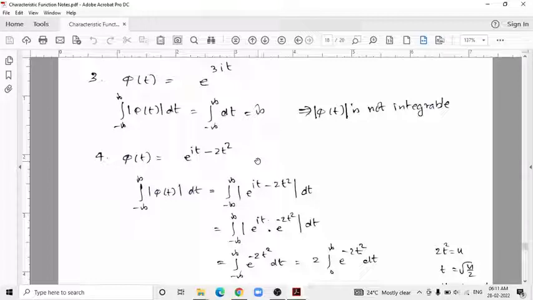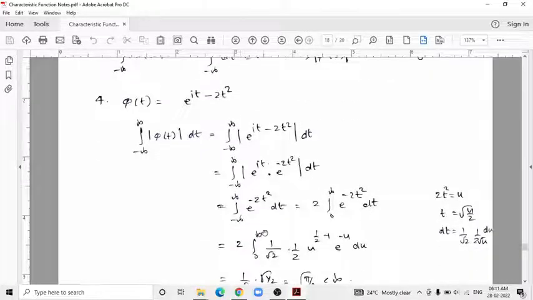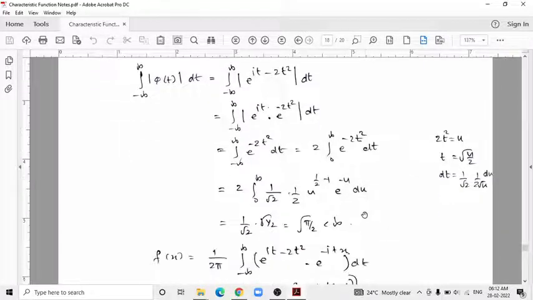to infinity modulus phi t dt is this integral minus infinity to infinity e raised to it minus 2t square dt. So we see that it is integral minus infinity to infinity e raised to minus 2t square dt. So doing that integration, further we take some transformation, at last we get it as root of pi by 2. It's a very simple transformation, that is transforming to a gamma integral, and that transformation is 2t square equal to u. Doing the subsequent changes, we get it as root pi by 2, which is finite, so it means that this is absolutely integrable.